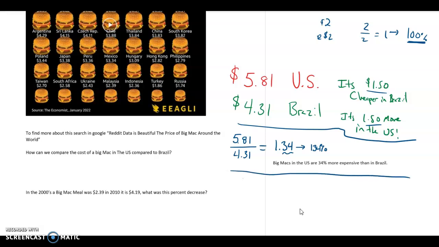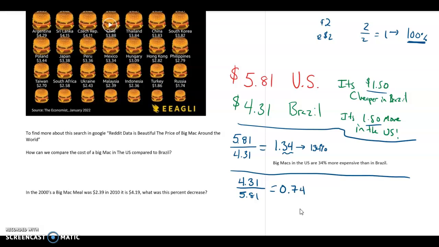So if we take, let's say we did it this way, and you thought about it, and you were like, okay, let's divide the 4.31 by the 5.81. See what that gives us. 4.31 divided by 5.81. I get 0.7. We're going to round this. I'm going to just round this to 0.74.